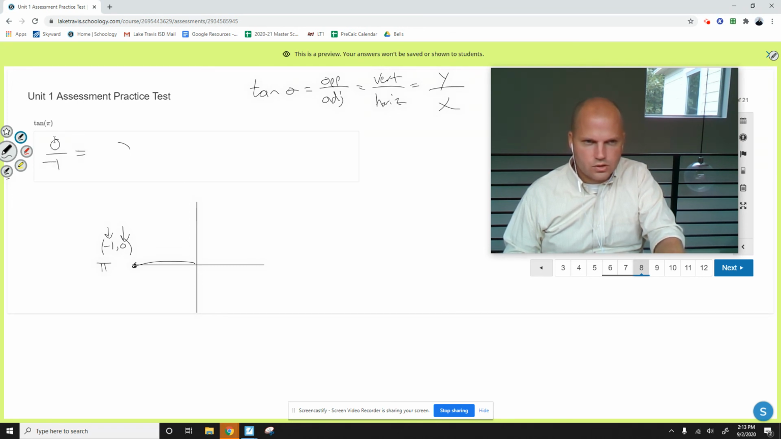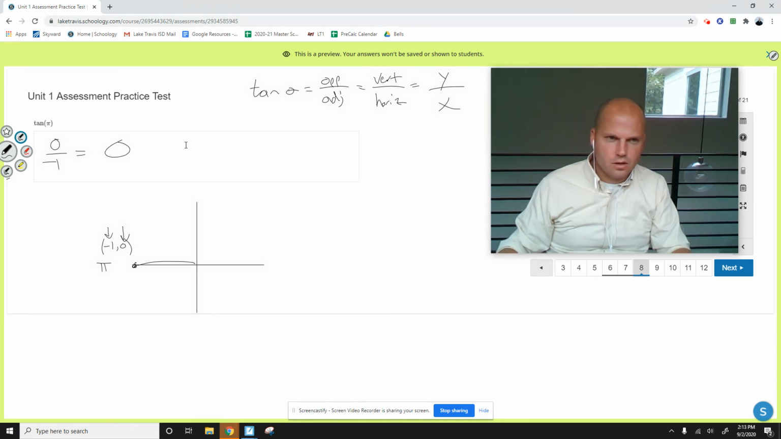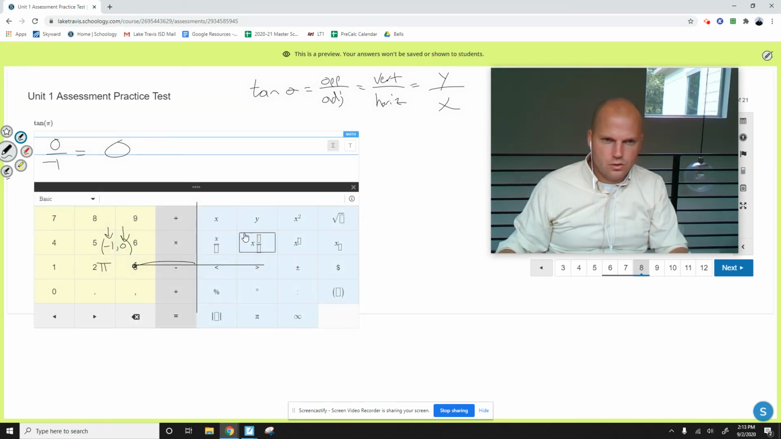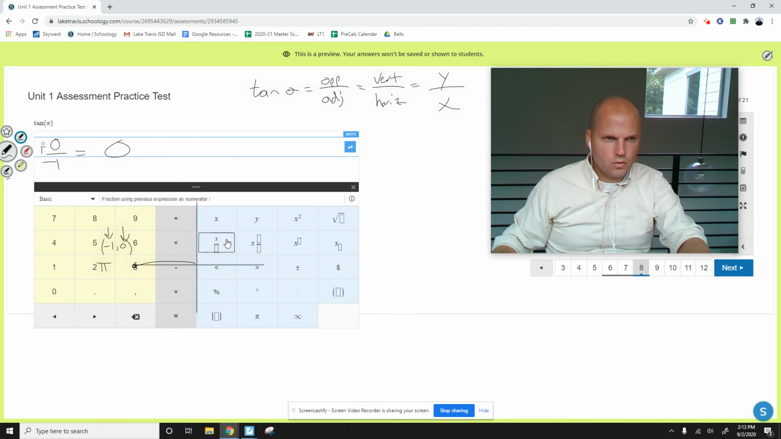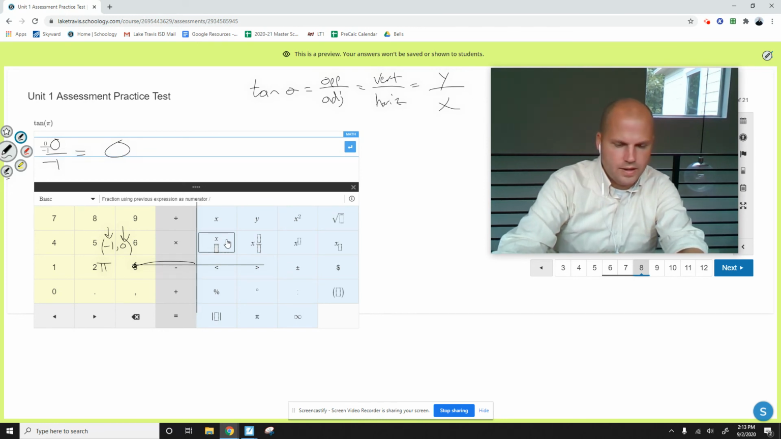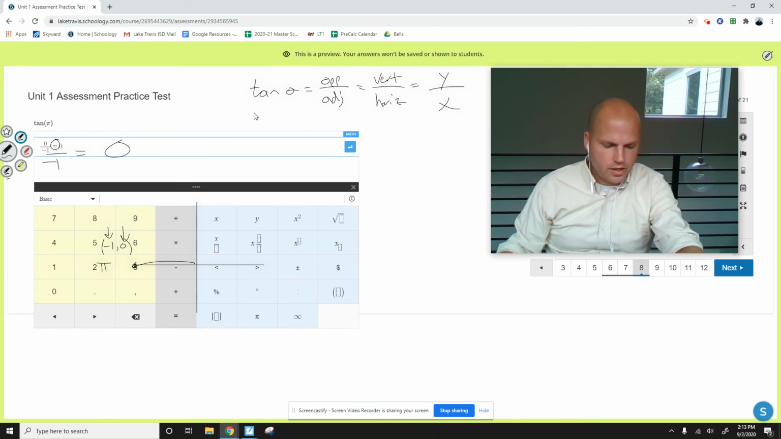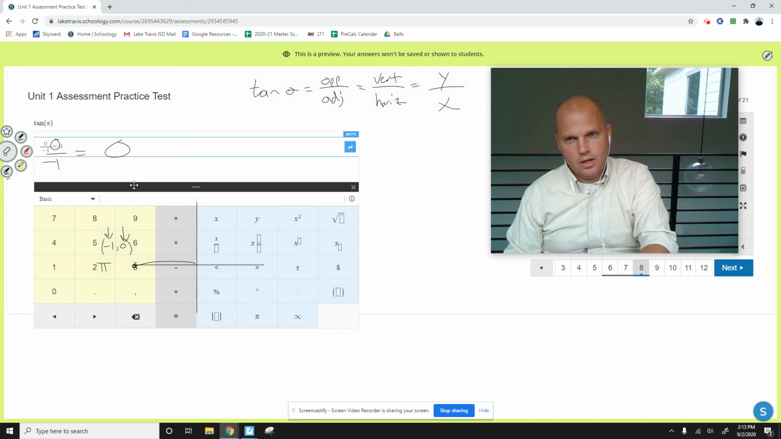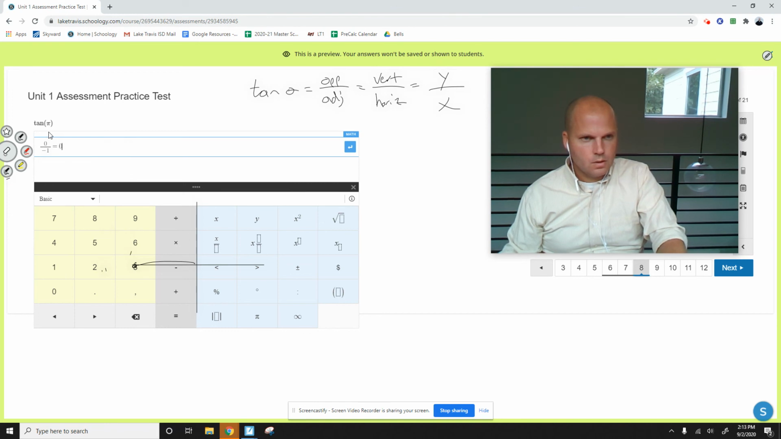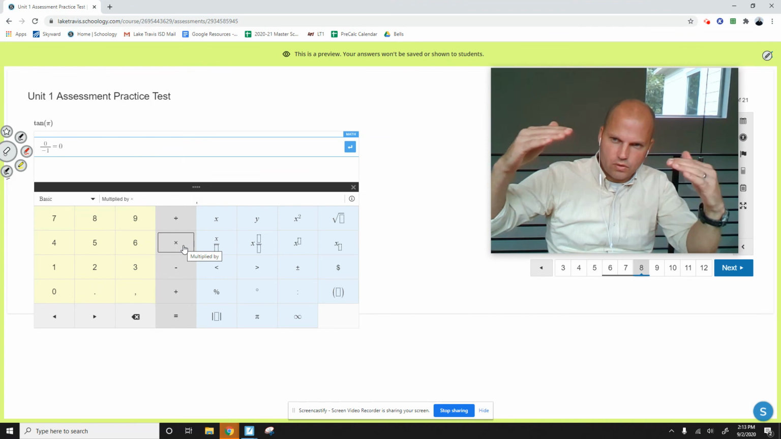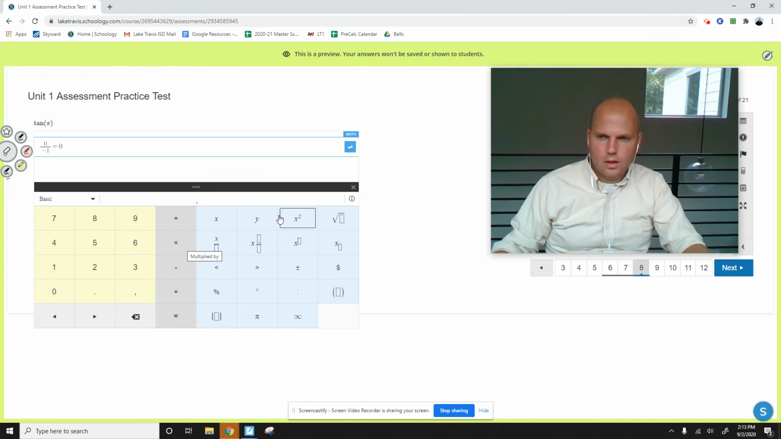0 over -1, which is 0. You just type in 0 here, and you're good. You can show me that you have 0 over 1 or -1, and that equals 0. That's fine too. Okay. I will give you partial credit if we have questions like this on the test, and you show me work, but then you mess up when you simplify. Okay, so hopefully that makes sense, why the tangent of pi is 0. Opposite over adjacent, or vertical over horizontal, or y over x.